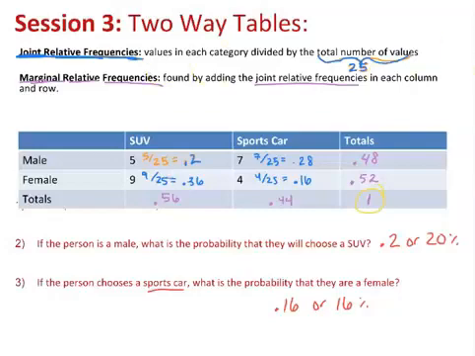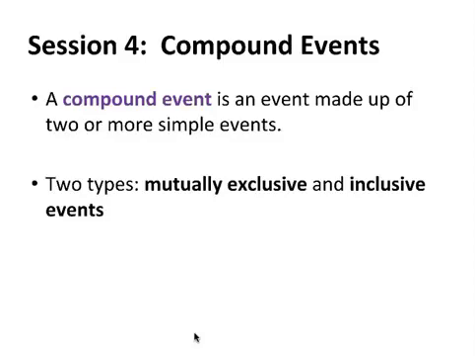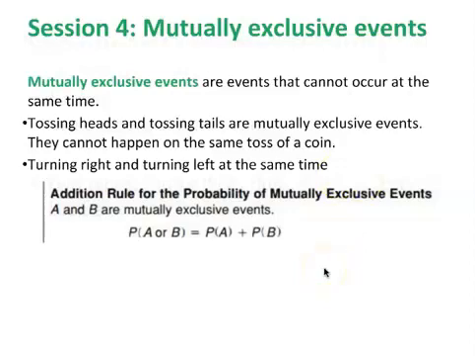So I'm going to go on to the next slide. A compound event is an event made up of two or more simple events. And we've got two types of compound events that we're going to focus on in session 4. That is mutually exclusive events and mutually inclusive events. So you might be wondering, what do those terms mean? Let's start with mutually exclusive events. Mutually exclusive events are events that cannot occur at the same time.